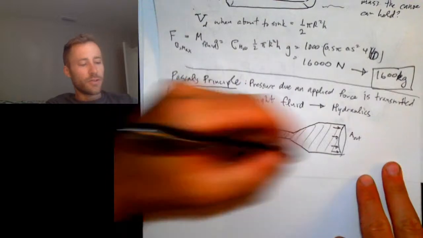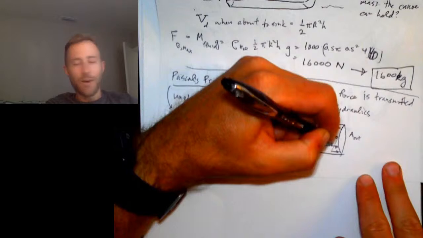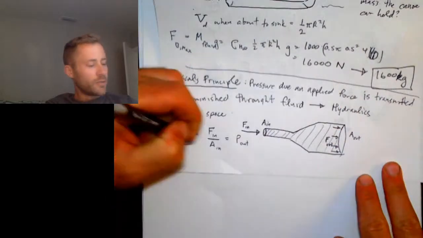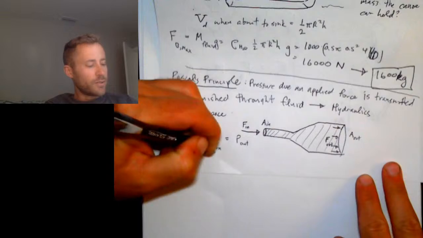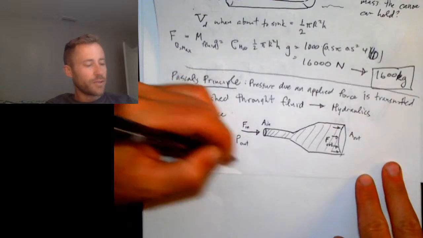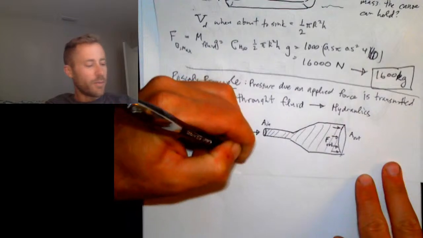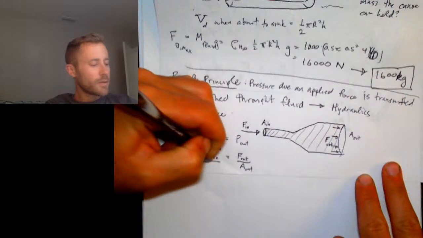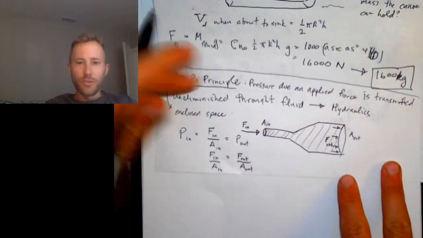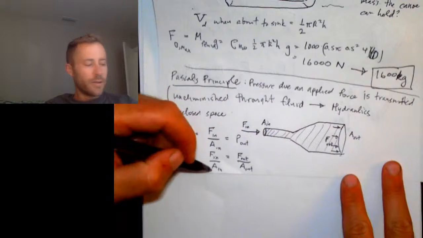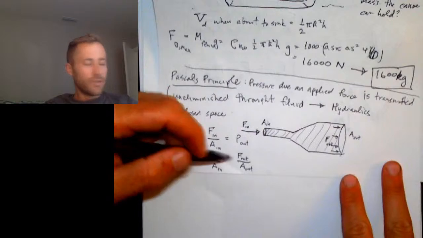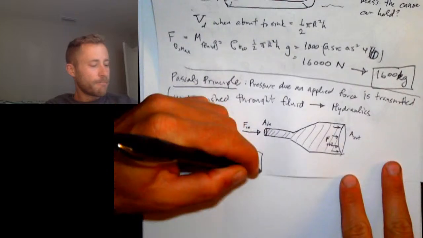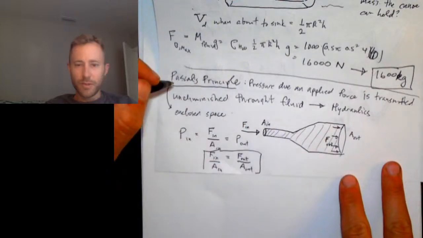So there's going to be a certain force on the output side of the hydraulic system. Okay? And so what that says is that the pressure at the output is going to be the force at the output divided by the area of the output. So the force at the input divided by the area of the input is equal to the force at the output divided by the area at the output. Okay, that is Pascal's principle.